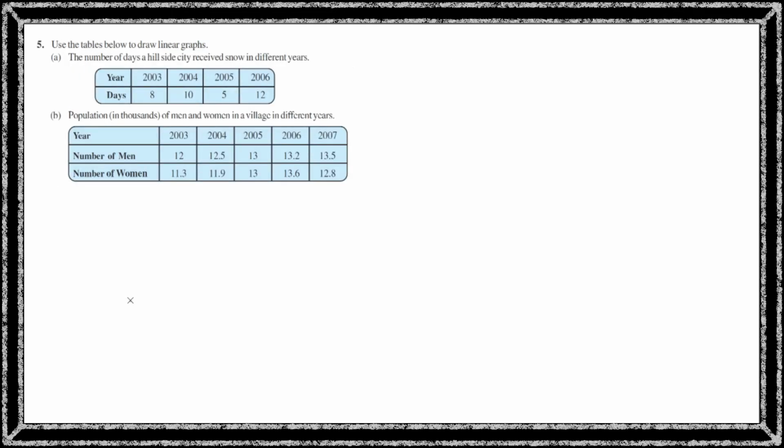Coming to the fifth question, use the tables to draw line graphs, not linear graphs. We are looking at line graphs. Maybe the graphs do turn out to be linear, okay, but we cannot conclude that unless you actually have the graph with you, right? So we are looking at line graphs, okay. Let us draw the line graphs for these two particular data.